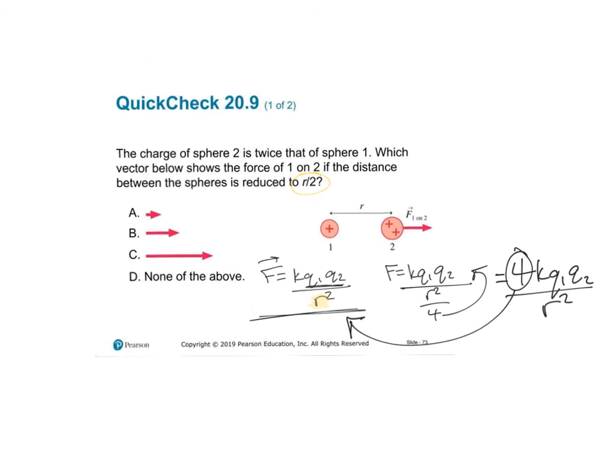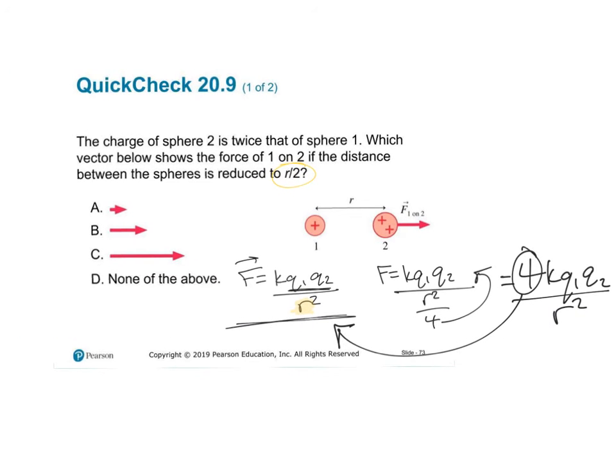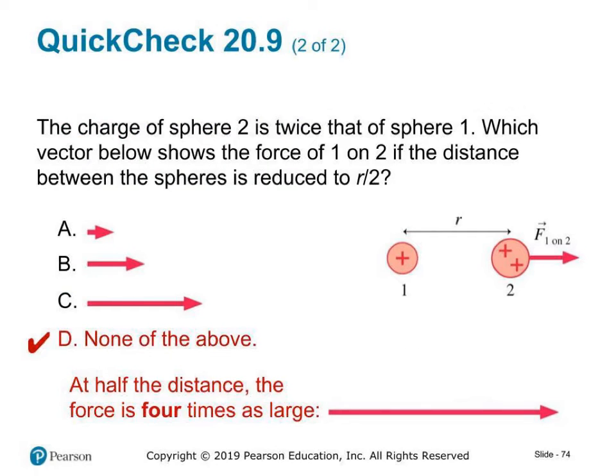So our answer here is going to be that it is much larger than before. It should be 4 times as large. And I know this is a little bit misleading of a picture. If you take that distance and you multiply by 4, it is significantly bigger than that one. So the real answer here is none of the above. And there we go. At half the distance, the force is 4 times as large. That question might be coming to a homework near you.